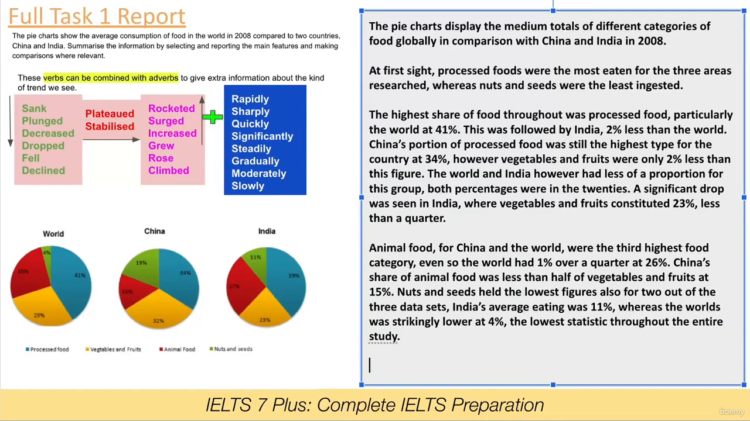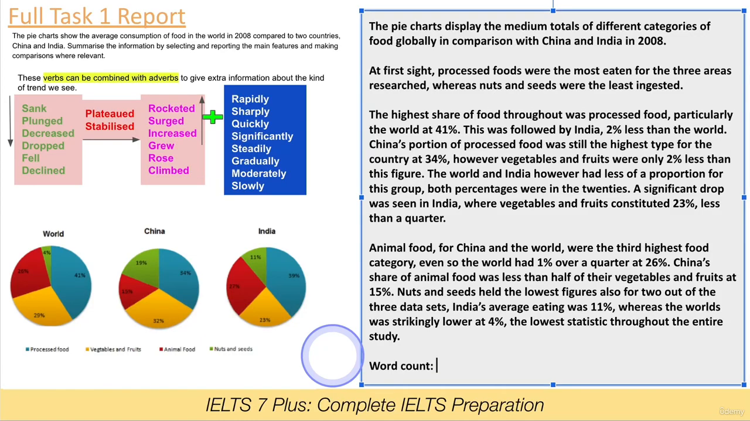Let's read this one back. Animal food for China and the world were the third highest category. Even so, the world had 1% over a quarter at 26%. China's share of animal food was less than half of vegetables and fruits at 15% of their. Nuts and seeds held the lowest figures also for 2 out of the 3 data sets. India's average eating was 11%, whereas the world's was strikingly lower at 4%, the lowest statistic throughout the entire study. Okay, I think that's good.